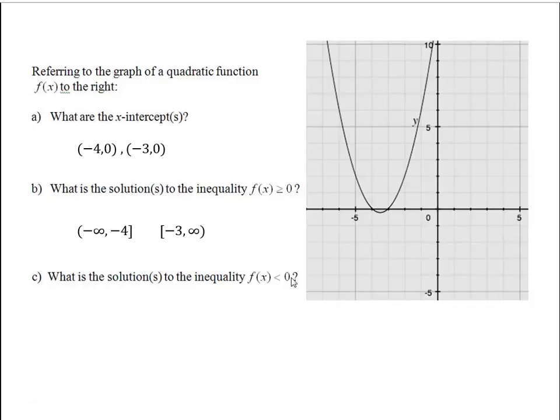And then for the strictly less than 0, I'm obviously going to be looking between the x-intercepts. That's where the graph is negative. So I'm going to say from -4 to -3. And again, no or equal to, so I don't use brackets, I only use parentheses.